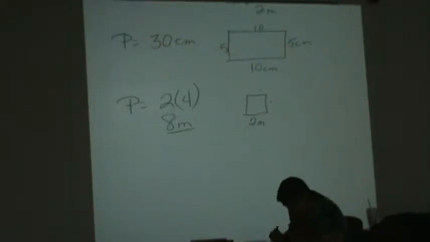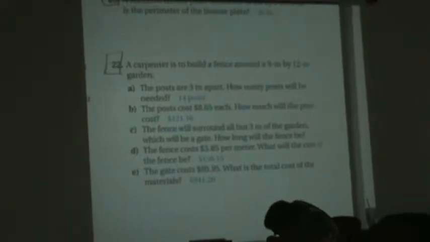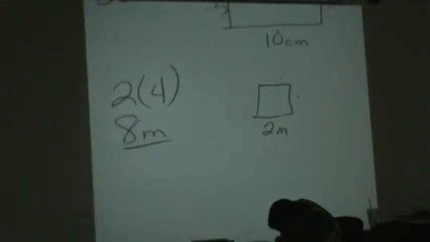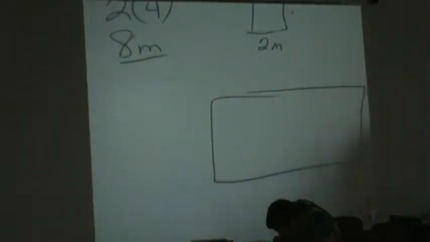On number 22, it says a carpenter is building a fence around something. Okay? It wants to know how many fence posts. I think the way I solve this is I actually draw the picture out. Because this says it's 9 by 12. Okay? This side is 9. It says there's a fence post every 3 feet.